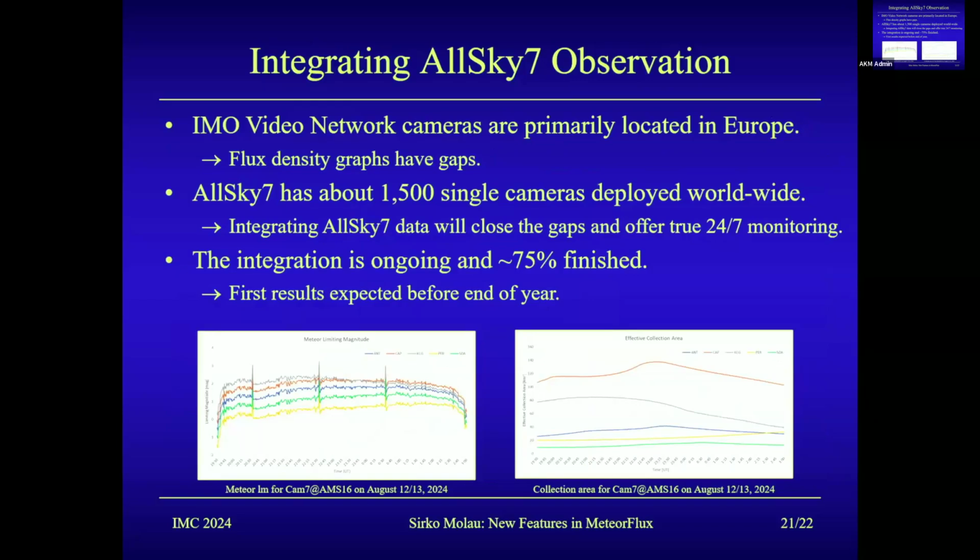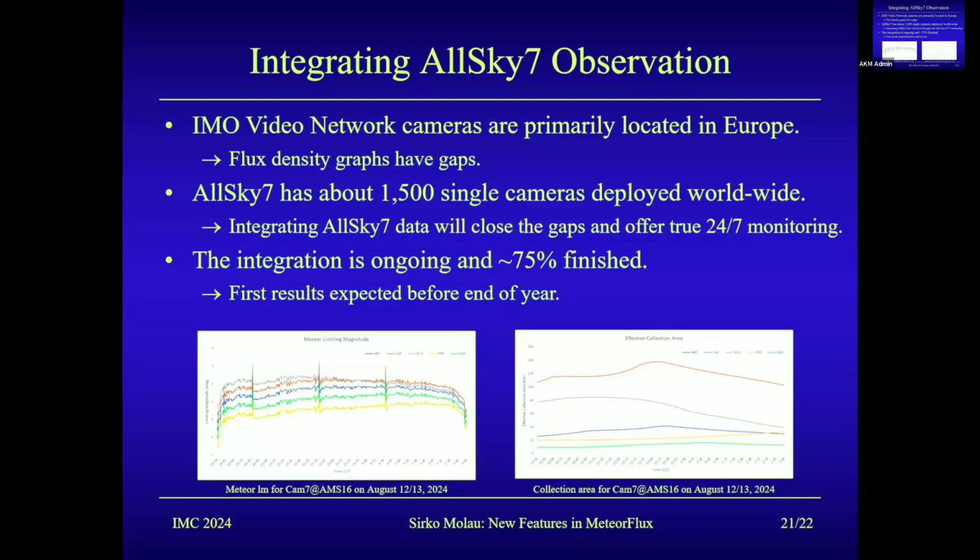But we have our All-Sky 7 network. We have almost 1,500 single cameras worldwide. And what I'm trying to achieve is to get also flux density data from these kind of cameras and load them into MeteorFlux. So I have some good progress. This is here a first result I obtained earlier this week for one of my All-Sky 7 cameras.